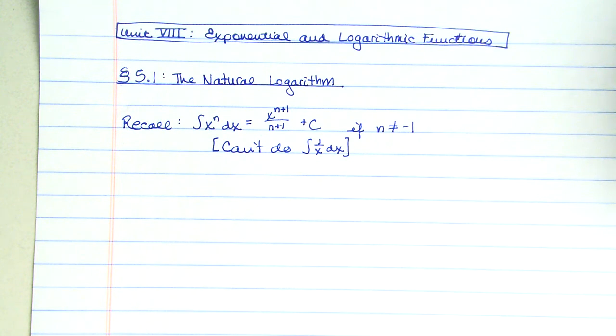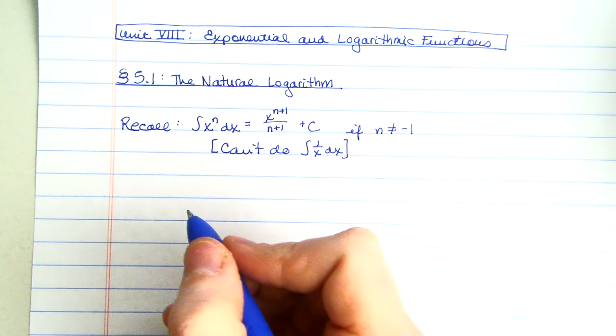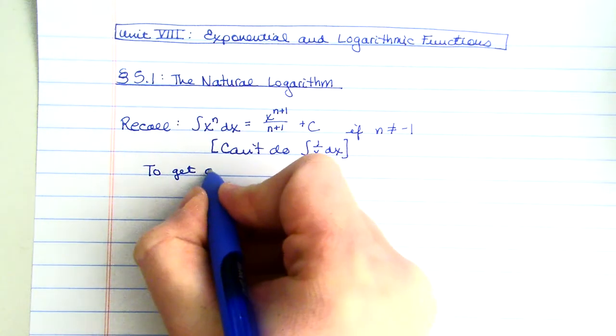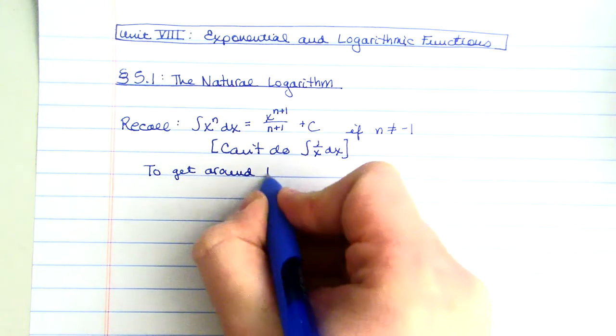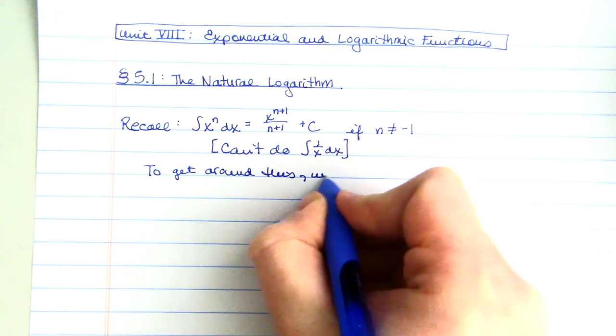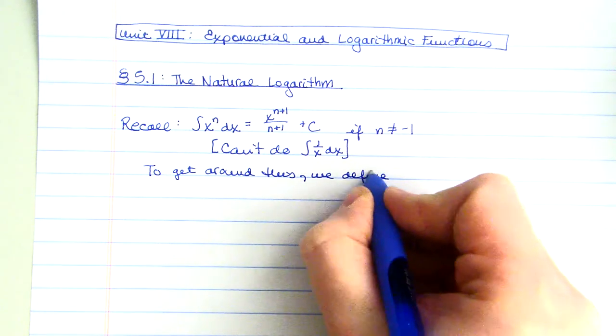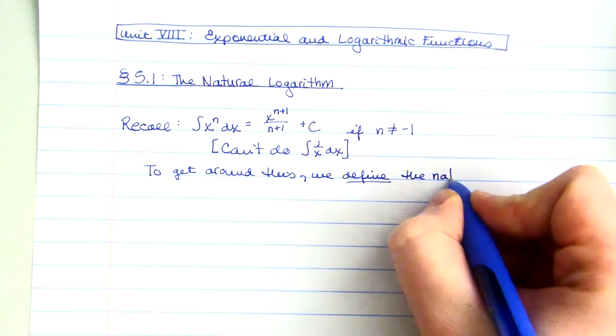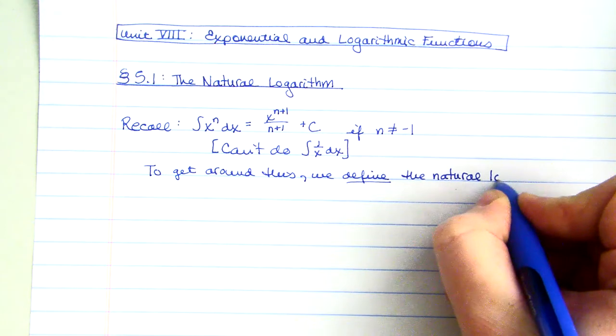So to get around this problem, we do what mathematicians have always done. To get around the issue of square roots of negative numbers, they invented some other numbers called the imaginary numbers. To get around this issue, we're going to invent a new function. We're going to define a new function, and we're going to call it the natural logarithm.